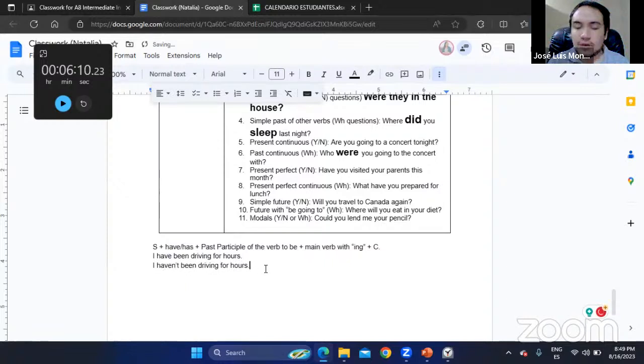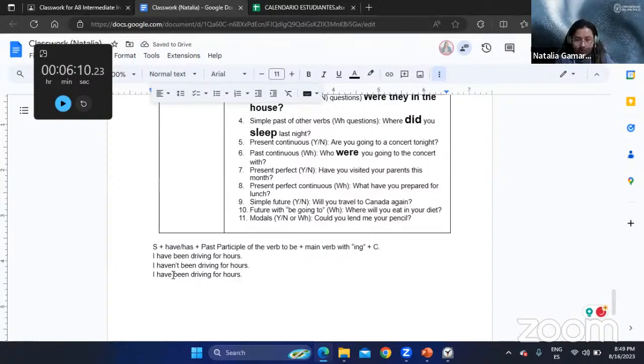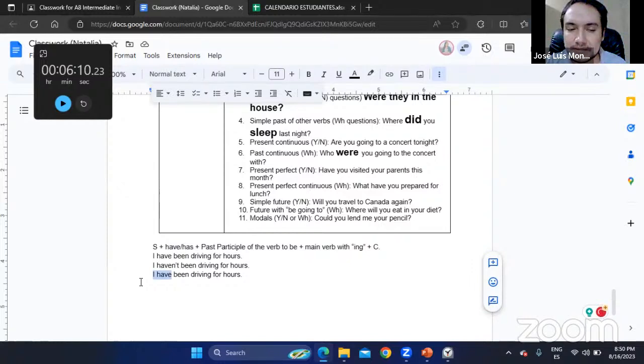And what is the question for this? How do you ask a yes, no question? Have you been driving for hours? Perfect. Have you been driving for hours? Great. And now WH question, the last one. And this is very easy because you only need to add one thing or make little changes or omit some information.